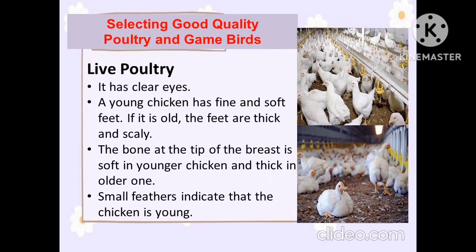So we are now on selecting good quality poultry and game birds.